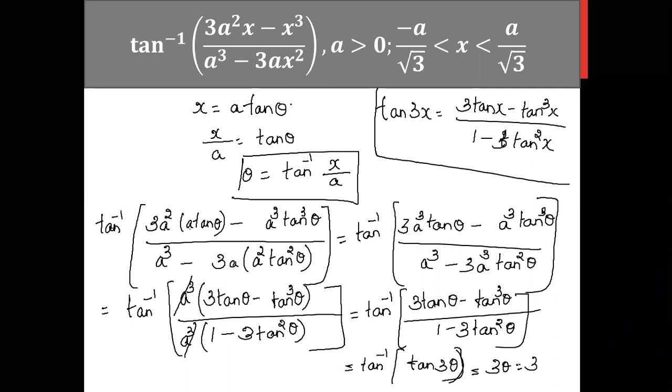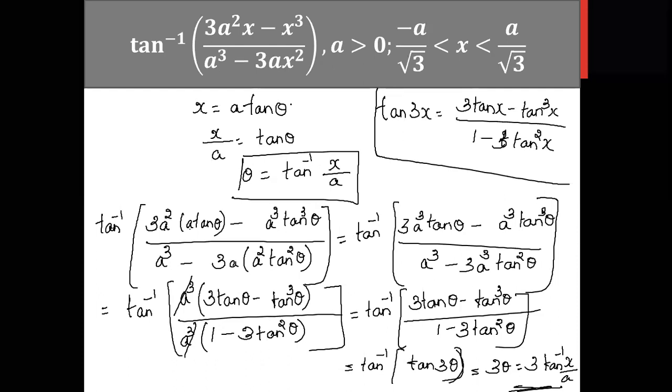Theta is tan inverse of x by a. So this is your answer. So you take it down. Till then I'll explain it again. So we have taken x is equal to a tan theta. So that becomes x by a is equal to tan theta. Theta is equal to tan inverse x by a.